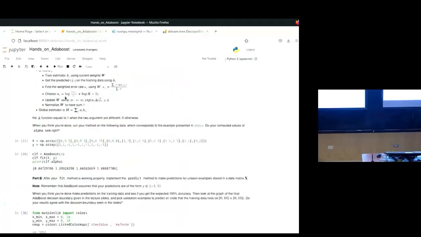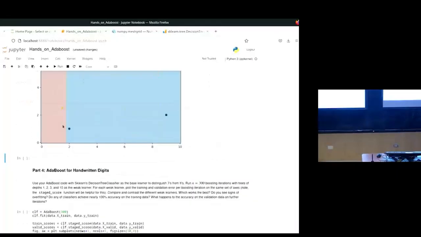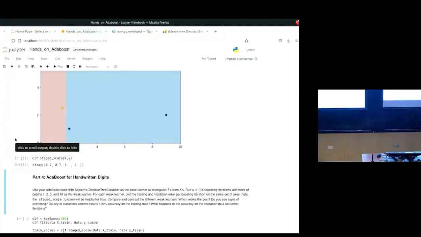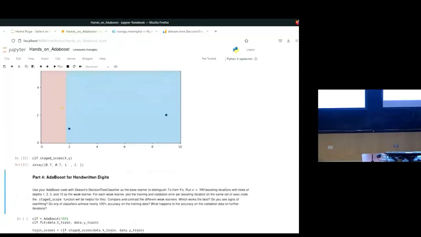There's a method called stage score. So let's do clf.stage_score on x and y. It gives me the error or the accuracy that I get after each round. The first one, I was missing 3 out of 10, so it's 7. By the third round, I'm getting perfect accuracy, so the error rate is not going to change anything. I'm just kind of training something that I already have.